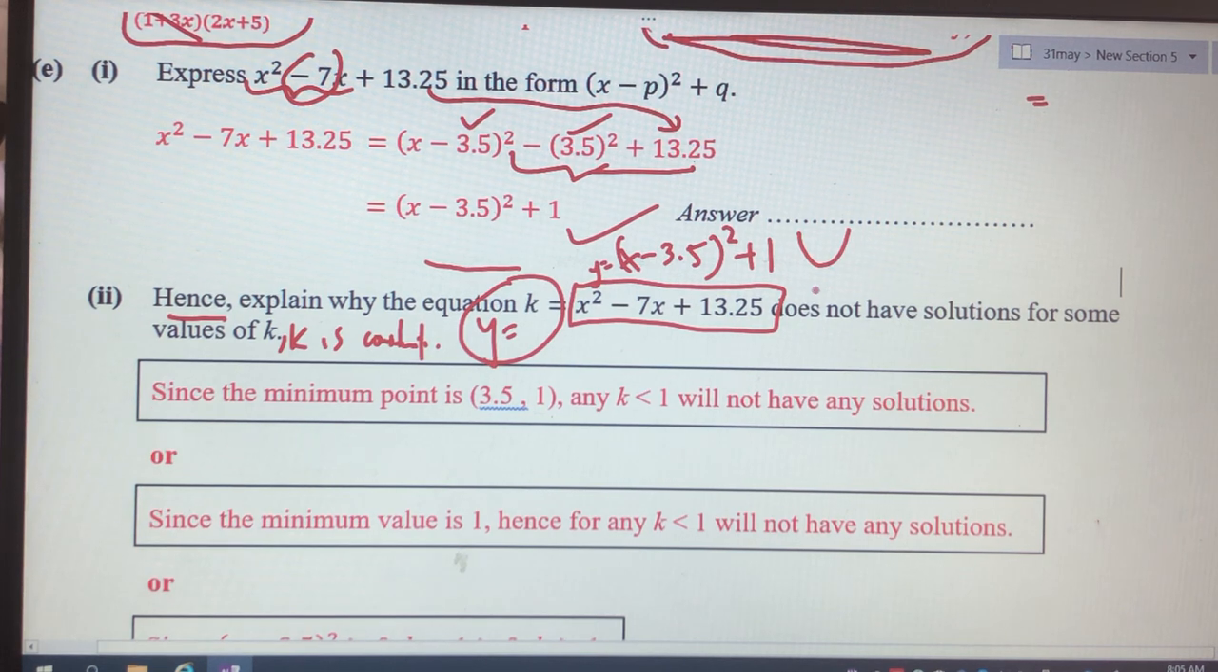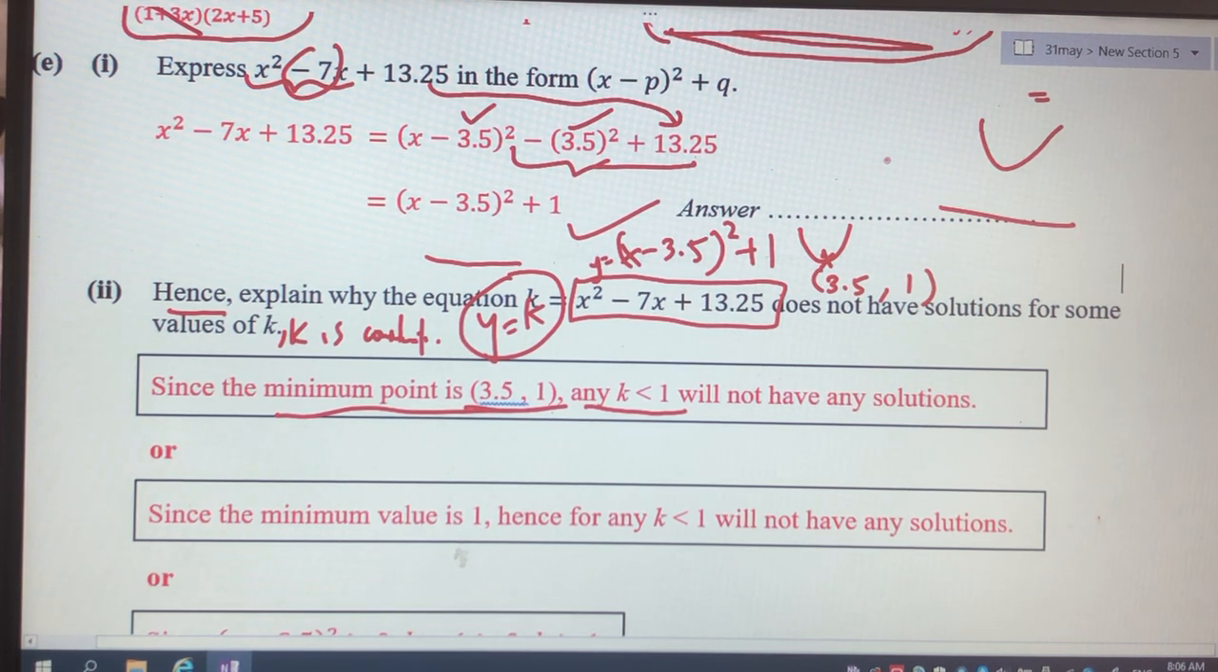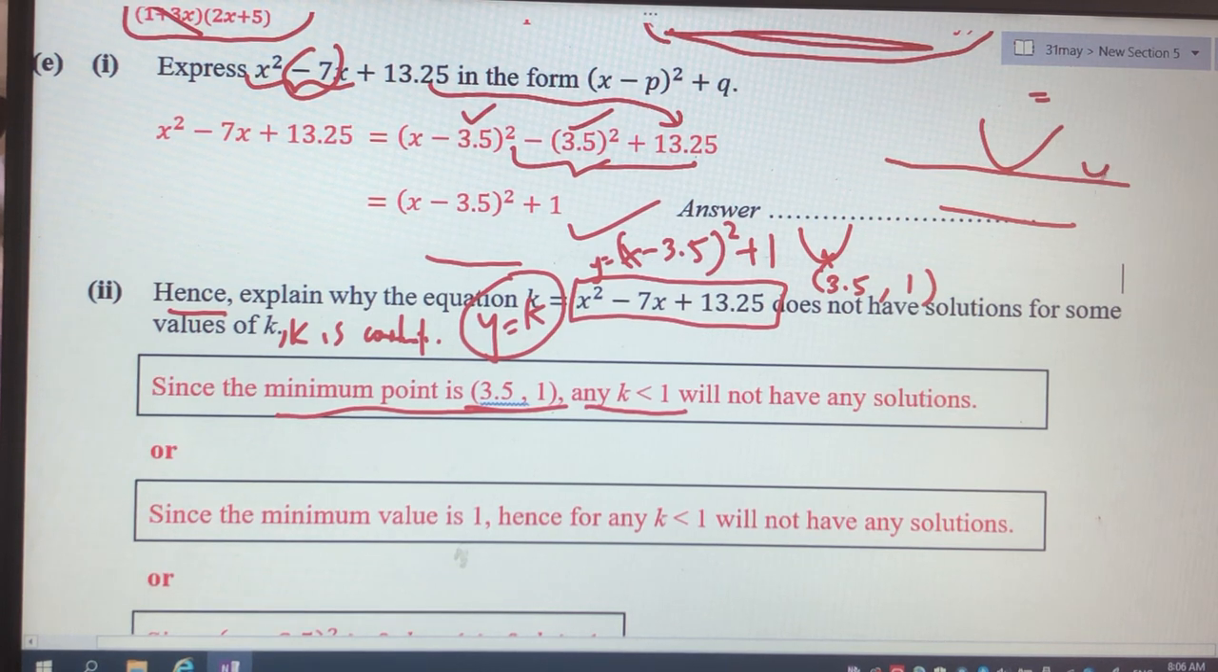Now, what it means is that the minimum point of this, don't you agree, is 3.5. You make this 0, x must be 3.5, right? And this is 1, all right? Okay, so 3.5, 1 means that any k that I put here, let's say 0 or -1, -2, -3, it will not cut the curve. Only the minimum it can go is y equals 1, right? Okay, so any k less than 1, y equals k will not cut. You add in this, okay? Will not cut the curve.